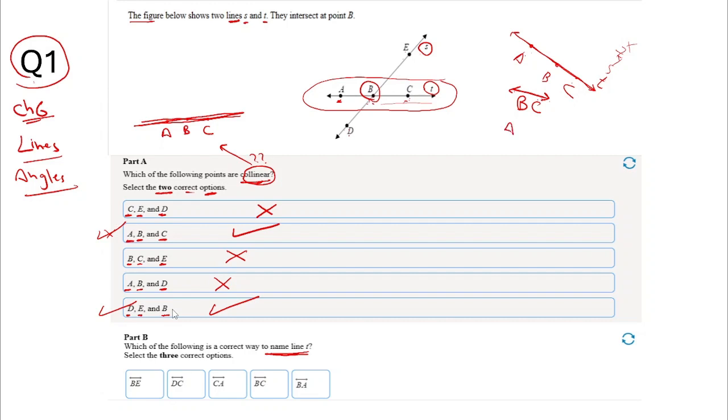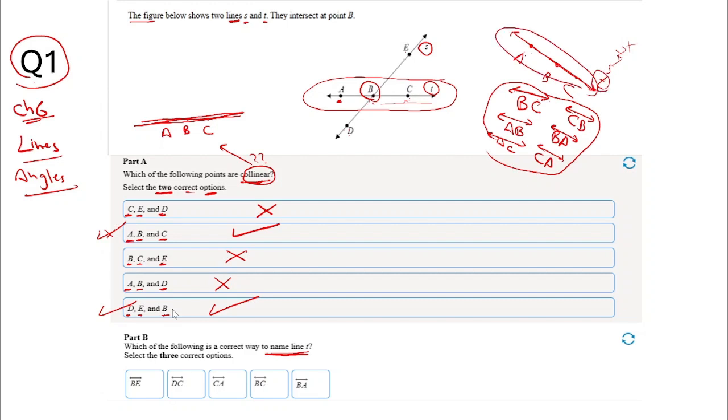Or I can name it with A, B, the same thing. Or I can name it by A, C. Or the opposite, I can name it by C, B. I can name it by B, A. I can name it also with C, A. So all these names describe the line T. So let's see here. It's asking to select the 3 correct options. So I have 3 right answers here.